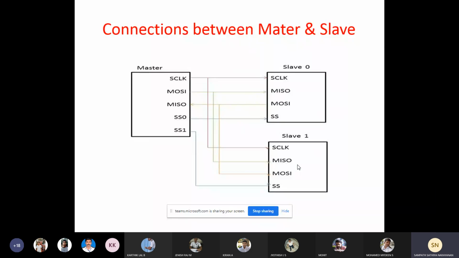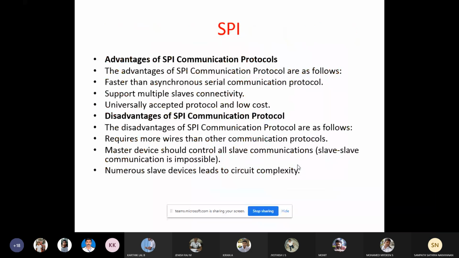When there are more slave devices, more wires will be running, so it leads to circuit complexity. The advantages of the serial peripheral interface: it is much faster than the asynchronous serial communication protocol. It supports multiple slave devices to be connected simultaneously, and it is a universally accepted protocol with low cost implementation.